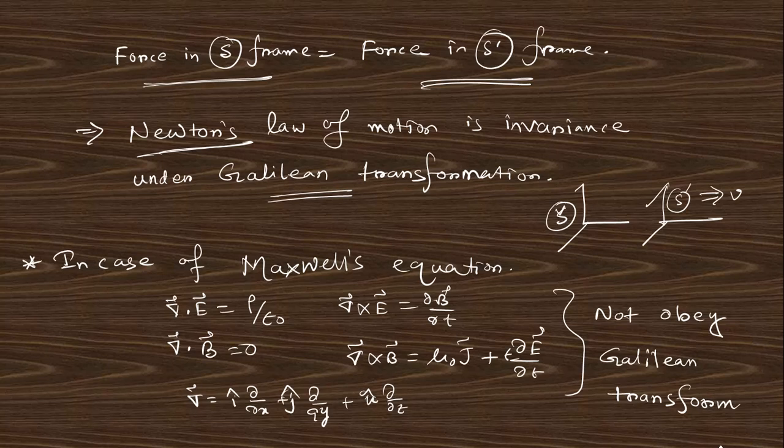So the Maxwell equations do not obey Galilean transformation, and neither does the motion of a particle whose velocity is nearly the speed of light. Then we need to know relativistic mechanics, where the details of why Galilean transformation is not obeyed will be covered. But at this moment you can conclude that Newton's law of motion is valid under Galilean transformation. Galilean transformation means one inertial reference frame moves with a constant speed with respect to a rest frame.